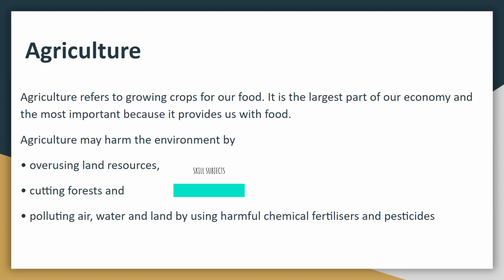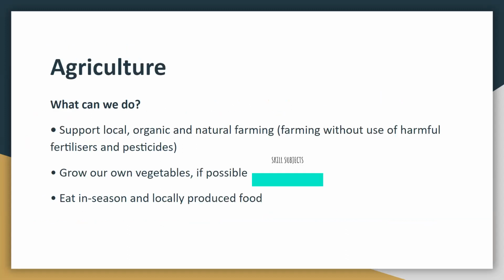Then next is polluting air and water, as well as land, because if we are using more and more of fertilizers and pesticides, then it is not going to help us in the long run. It is going to spoil the fertility of the soil as well. Then what can we do to avoid these problems?